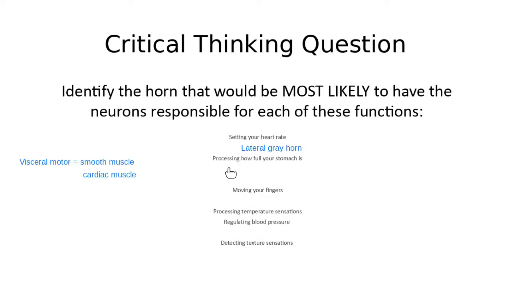Next, we have the process of determining or processing how full your stomach is. Now, this word processing should be a tip-off for us of the functional type of neuron we're looking for. Big picture, which kind of neurons did we say did processing? Who were my processors?